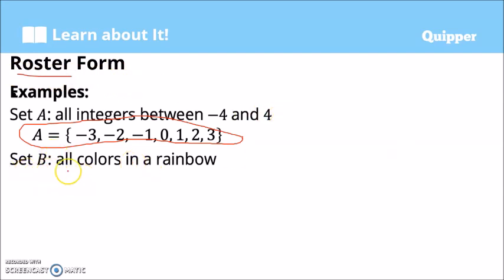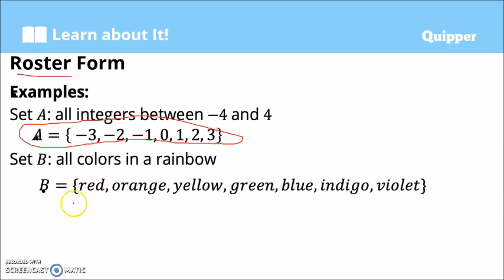Another example would be the second set, B, all colors in the rainbow. So, we can write that as B, okay? The set of red, orange, yellow, green, blue, indigo, violet, and then closing brace. So, again, this is roster form.